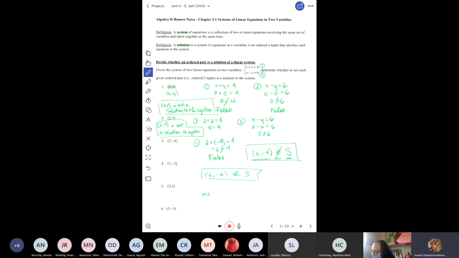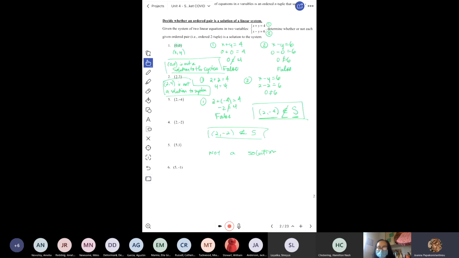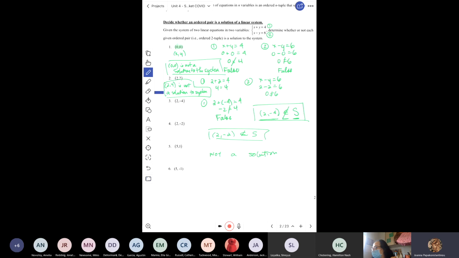No, not a solution. And again, as soon as you get one contradiction, you're kind of done, because remember, it has to satisfy both. What about the next one? Yes, it satisfies both of them. So I could say that the 0.51 is an element of the solution set.